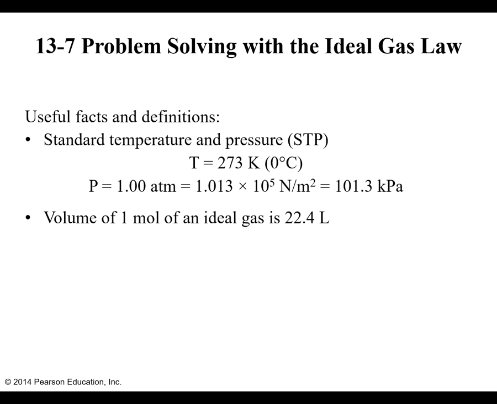Standard temperature would be our base temperature, which we often take to be the freezing point of water, 273 Kelvin or 0 degrees Celsius. And standard pressure would be the average pressure at sea level of the atmosphere. And so we call that 1 atmosphere of pressure, which is equal to 101,325 pascals, which is indicated here with the 1.013 times 10 to the fifth. If you convert that into kilopascals, that's 101.3 kilopascals.